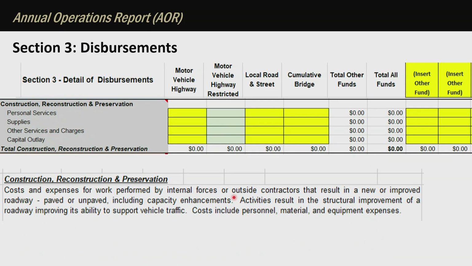Construction, reconstruction, preservation. There's a definition here: costs and expenses for work performed by internal forces or outside contractors that result in new or improved roadway, paved or unpaved, including capacity enhancement. So anything that we're doing to improve our roadways and bridges and right-of-way are all included into this construction, reconstruction, preservation.